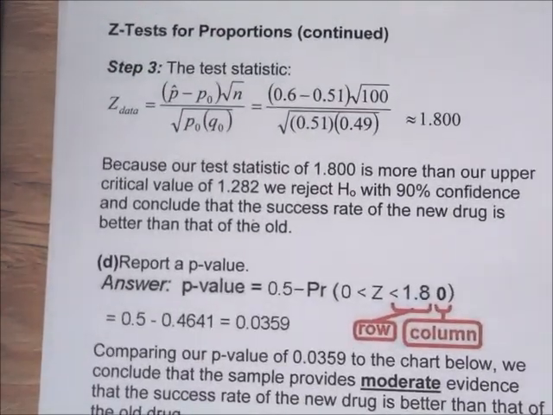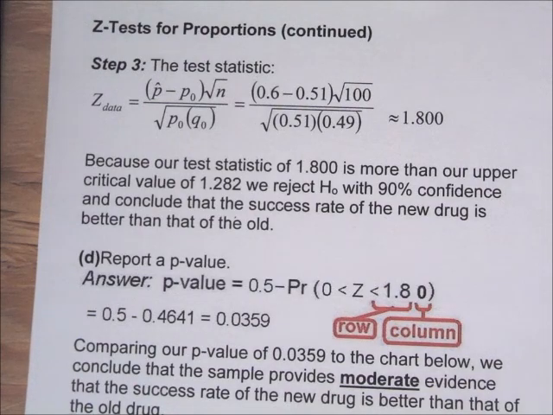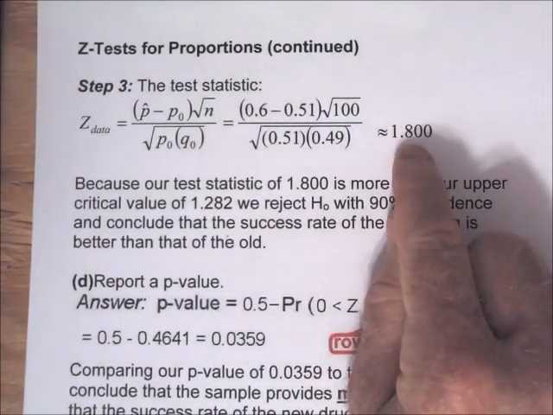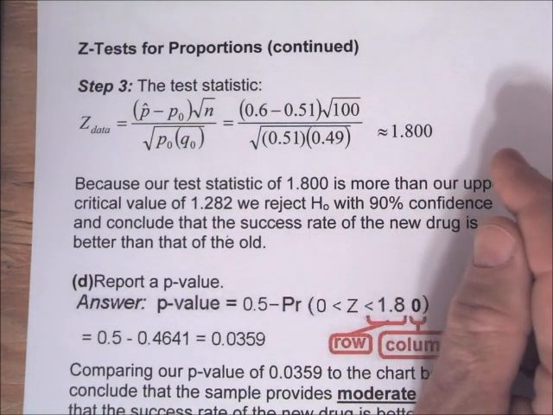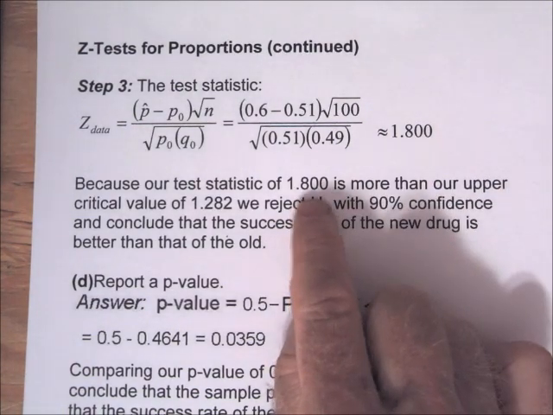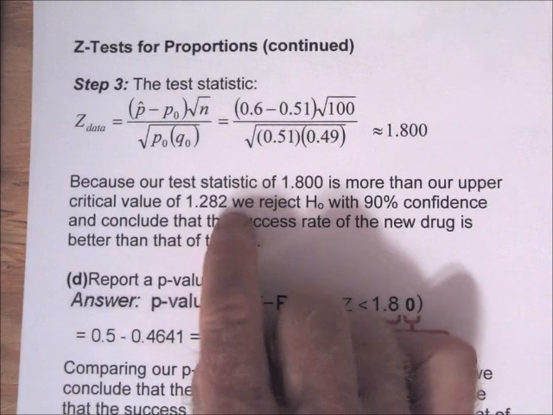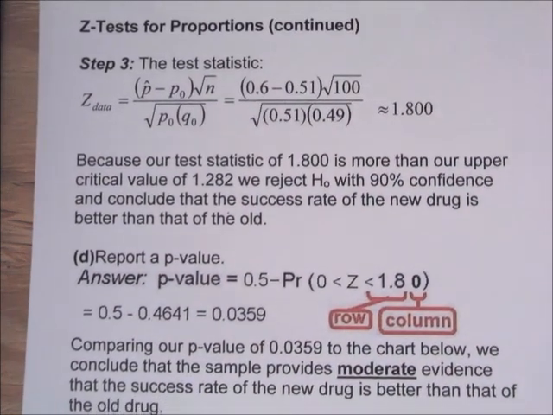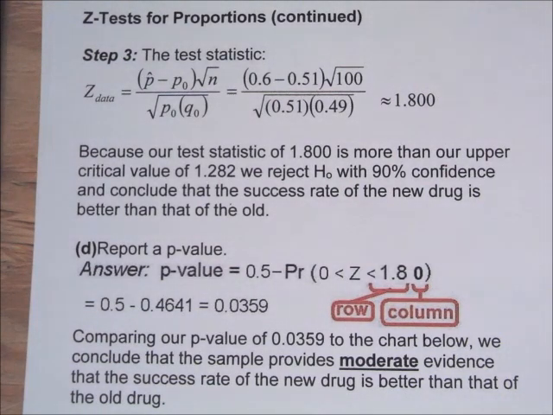And then we can compute the test statistic. It's the same test statistic we had before, 1.800. And because our test statistic is more than our upper critical value of 1.282, we reject H0 with 90% confidence and conclude that the success rate of the new drug is better than that of the old.